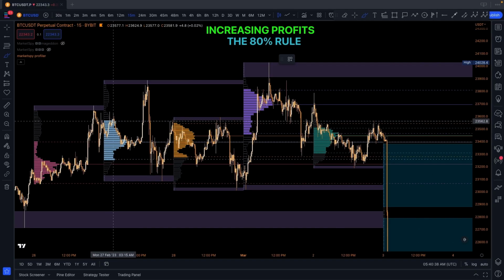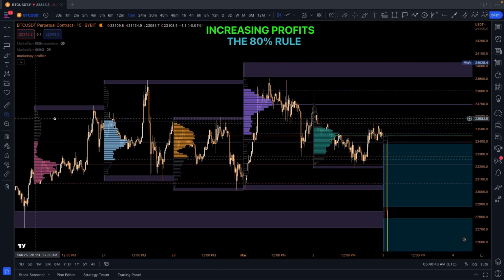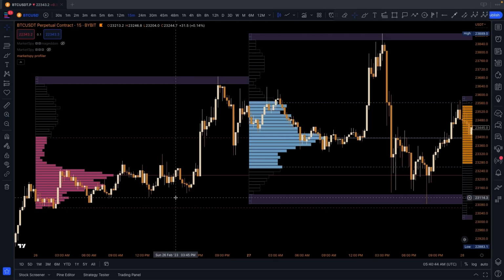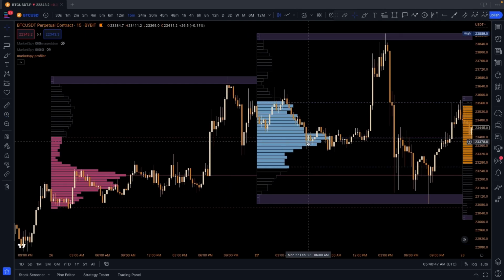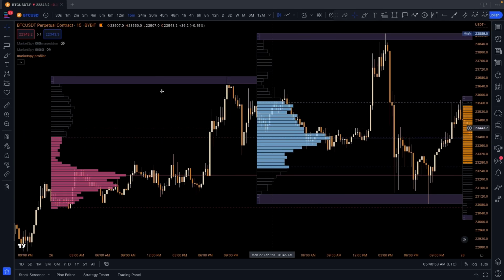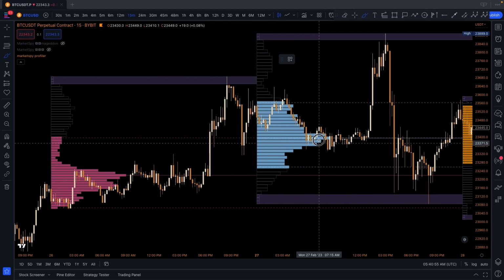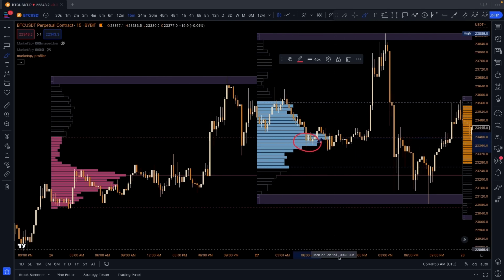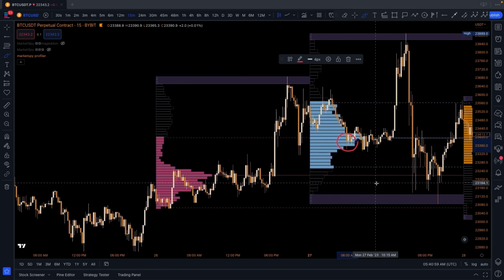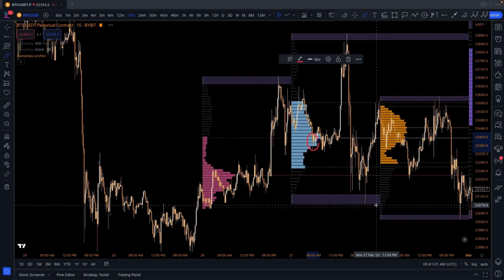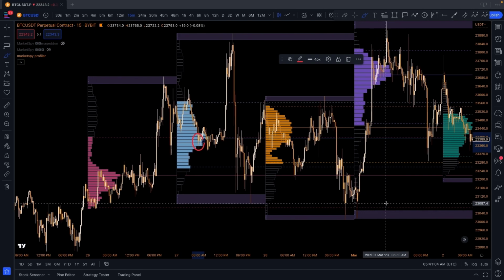Price meanders, comes down to where? Let's zoom in a bit. Price meanders, comes down here, right? 1 30-minute, 2 30-minute, or 15, 15, 15, 15. So right here, we officially know that we are bearish. That's what we know. Why? The 80% rule.